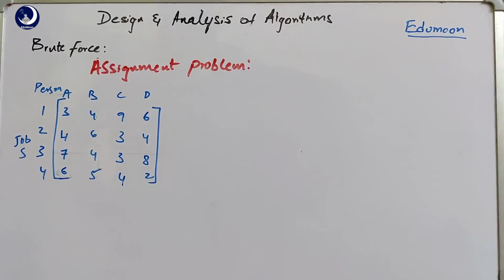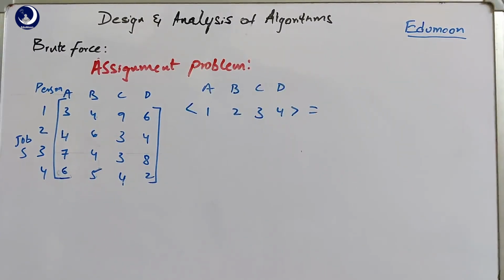Now in the brute force technique, because this is a straightforward approach, we try to generate all the possible combinations in the problem domain. So here we simply write all the possible combinations which are feasible. Let us take the first combination: for the persons A, B, C, D, the jobs 1, 2, 3, 4 are assigned, so they are assigned diagonally. That is job 1 to person A, job 2 to person B, job 3 to person C, and job 4 to person D. Now the total value here is 3 plus 6 plus 3 plus 2, which is equal to 14.